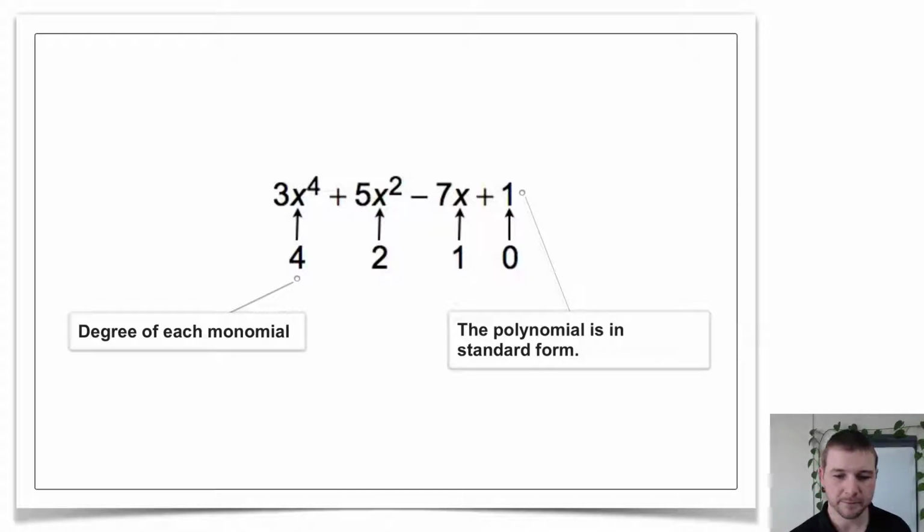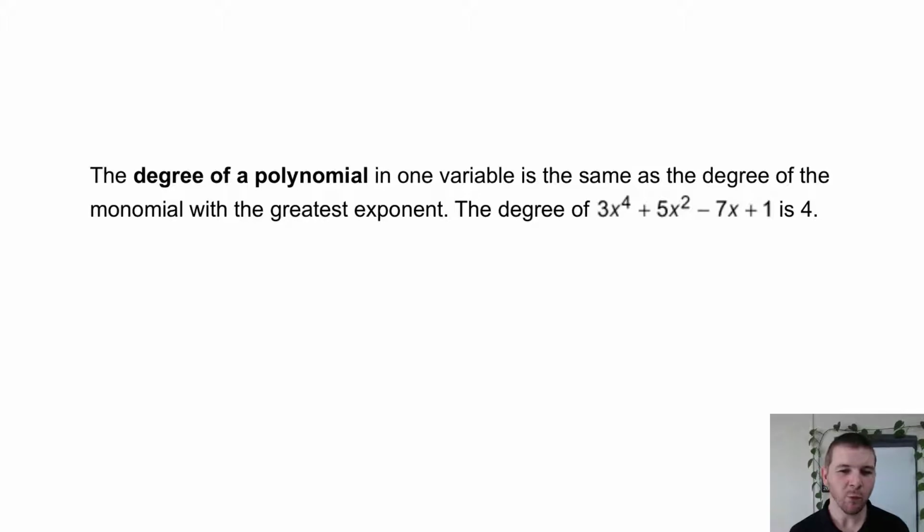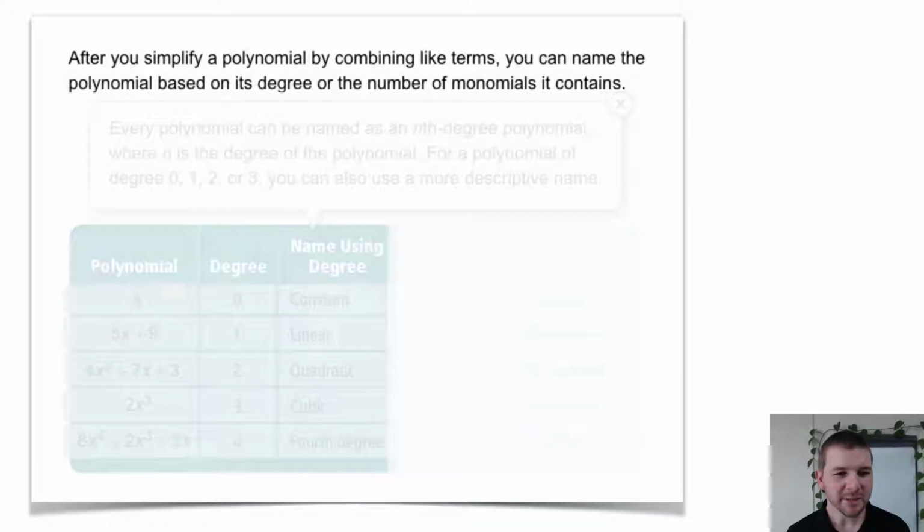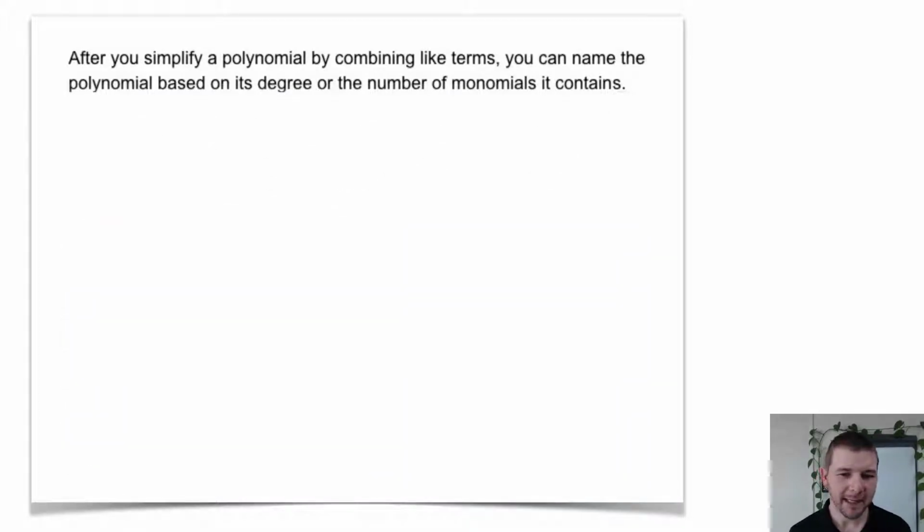Standard form. The degree of a polynomial in one variable is the same as the degree of the monomial with the greatest exponent. For example, the degree of 3x to the fourth plus 5x squared minus 7x plus 1 is 4. After you simplify a polynomial by combining like terms, you can name the polynomial based on its degree or the number of monomials it contains.